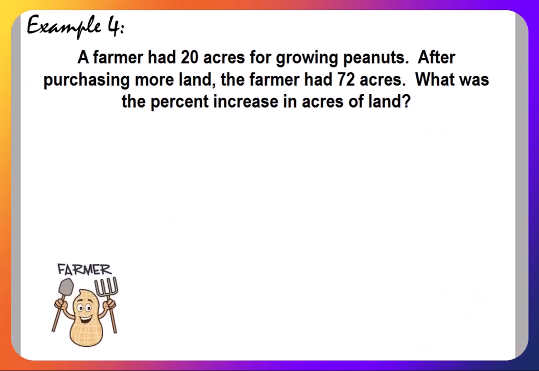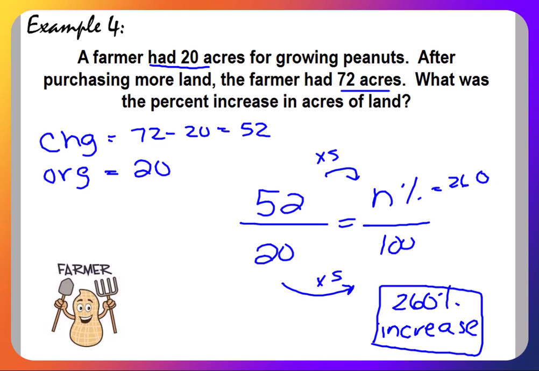Okay, last example. A farmer had 20 acres for growing peanuts. After purchasing more land, the farmer had 72 acres. What was the percent increase in acres of land? Same thing, pause your video, solve it, come back and check your answer. Okay, the correct answer was a 260% increase. Double check it, and that is correct. Remember, you have to find the change. You find the change by finding the difference between the original value and the new value. So the new value was 72 acres, the original was 20 acres, subtract the two, and the change is 52.